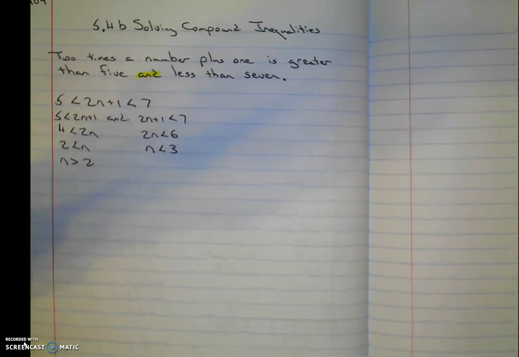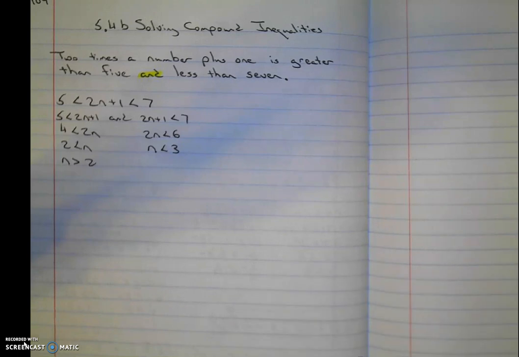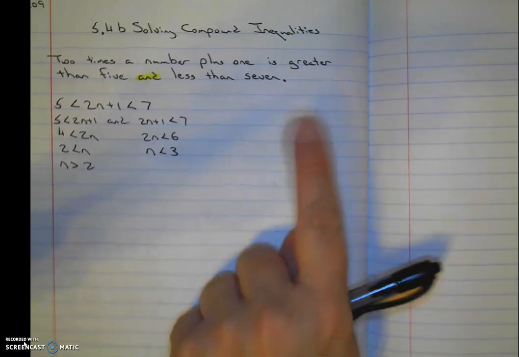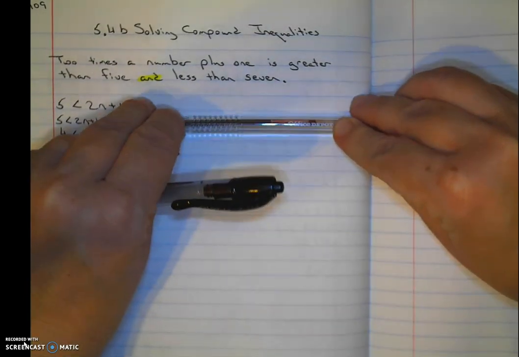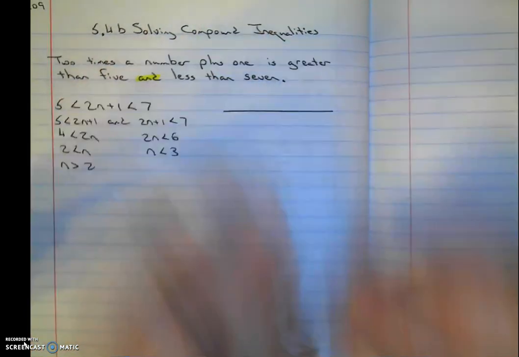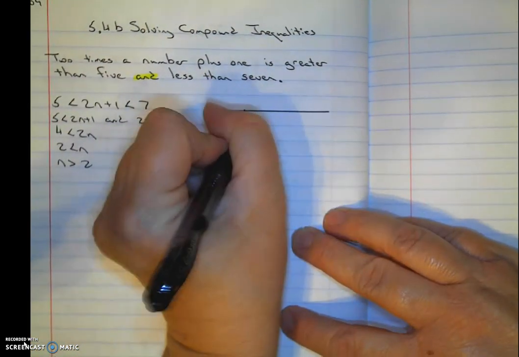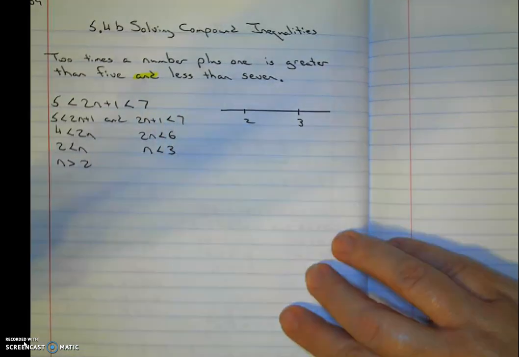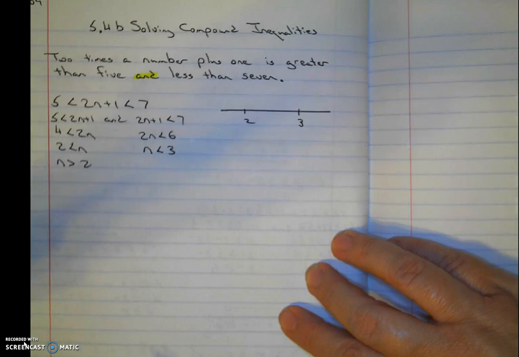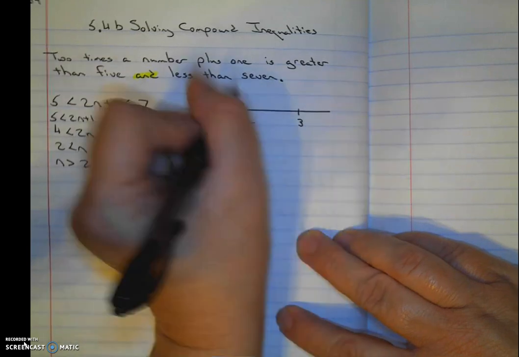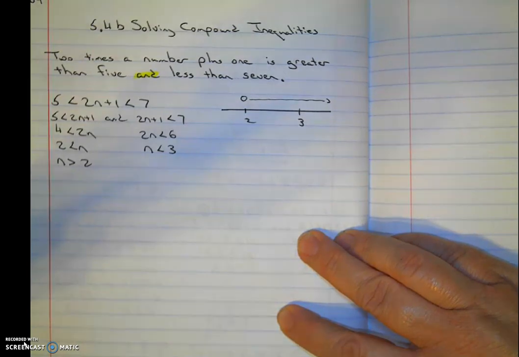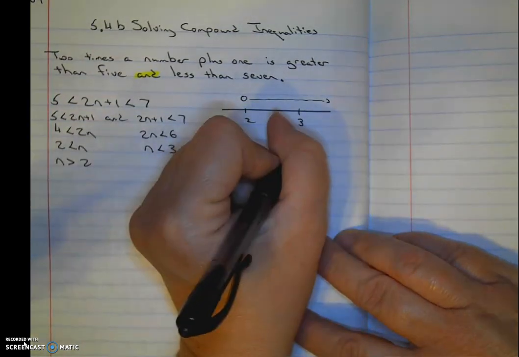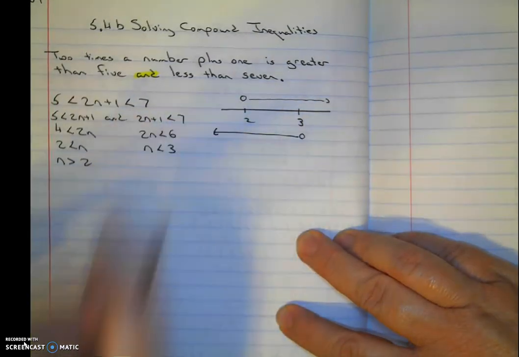Next, we're going to graph. I'm going to use the left-hand side and the right-hand side, the space that I have, in order to create my graph. The key thing is I need a 2 and I need a 3. I don't care about anything before or after, in between. I just need these key numbers. I need n to be greater than 2, so open circle, shade to the right. I need n to be less than 3, so open circle, shade to the left.